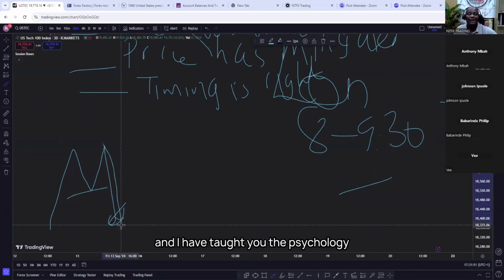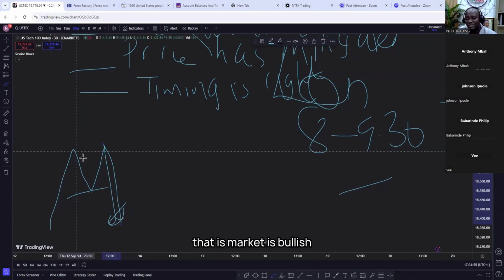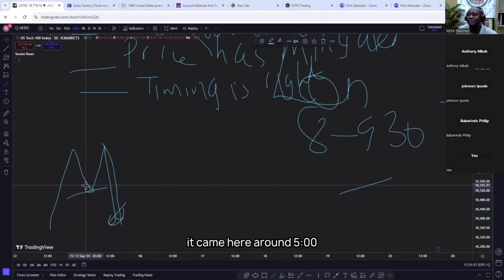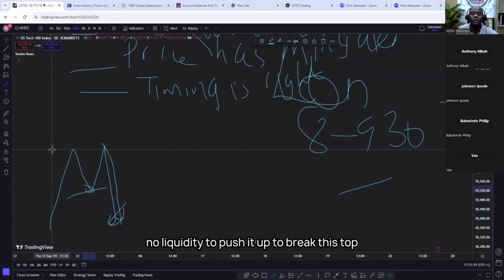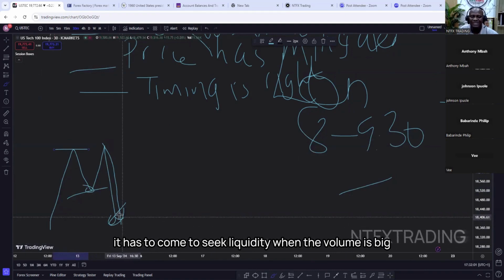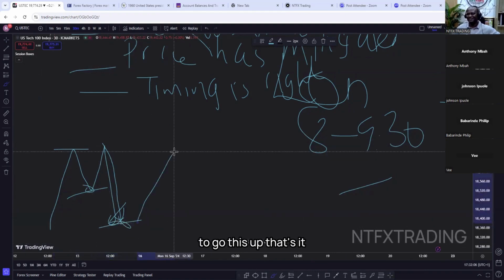And I have taught you the psychology behind the formation of this structure. That is, the market is bullish. It came here around 5 o'clock. No liquidity to push it up to break this top. It has to come to seek liquidity when the volume is big to go up. That's it.